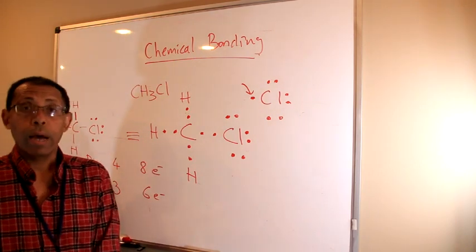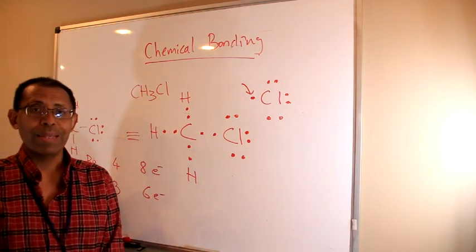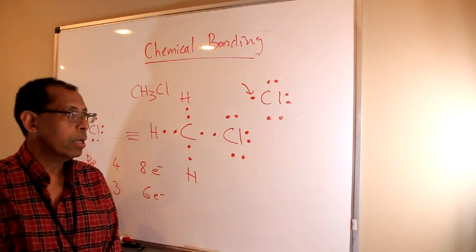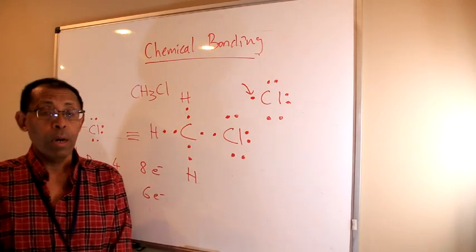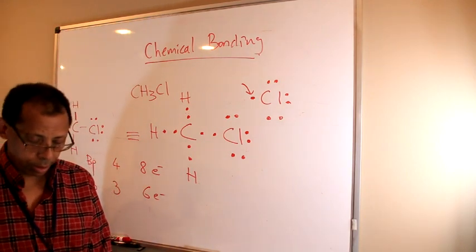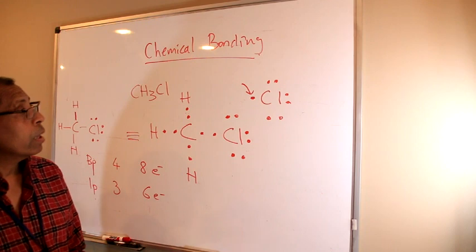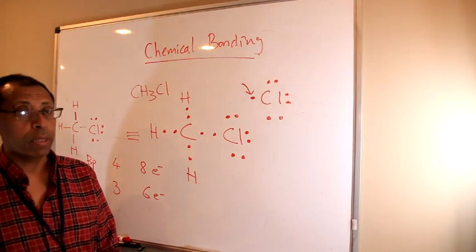Hydrogen actually cannot have more than 2 electrons around it. That means it can only make a single bond. The chlorine, fluorine, bromine, and iodine also make single bonds. So in the next section, we'll see what multiple bonding is.